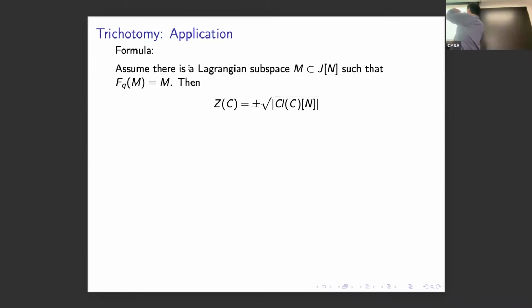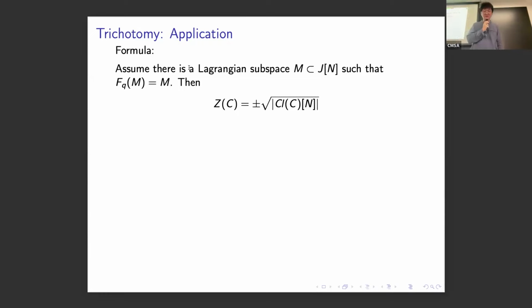You need this assumption, but somehow I never focused enough to get rid of it. You should assume that there's a Lagrangian subspace inside the symplectic vector space that is stabilized by the Frobenius. And that trace a moment ago is, up to sign, the square root of the n part of the class number of C.